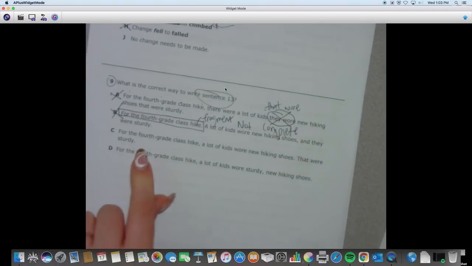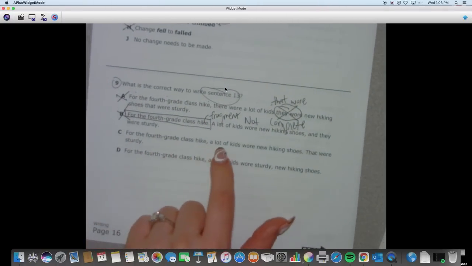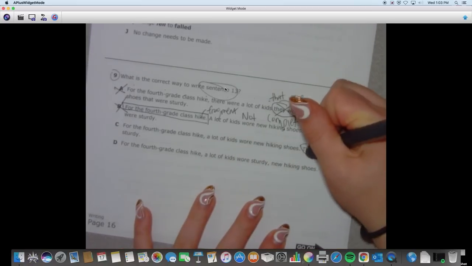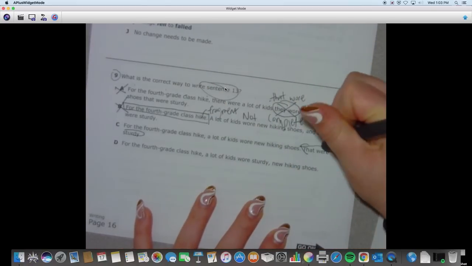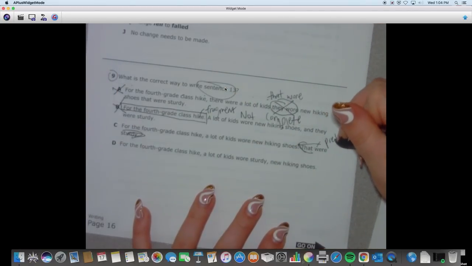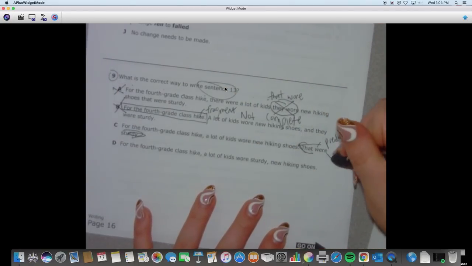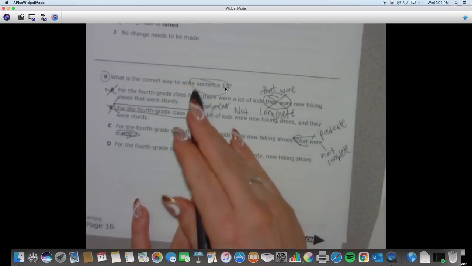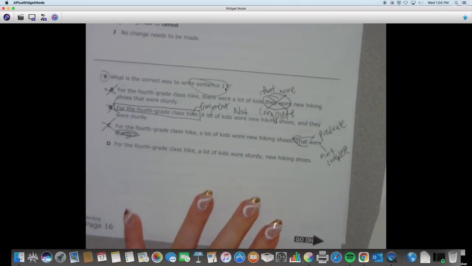C, for the 4th grade class hike, a lot of kids wore new hiking shoes that were sturdy. Again, looking at this, just that were sturdy. We don't have a subject. This only is a predicate. It's missing a subject. So same thing, this is not a complete sentence, okay? That doesn't make this sentence 13 better. It makes it worse. Let's look at D.